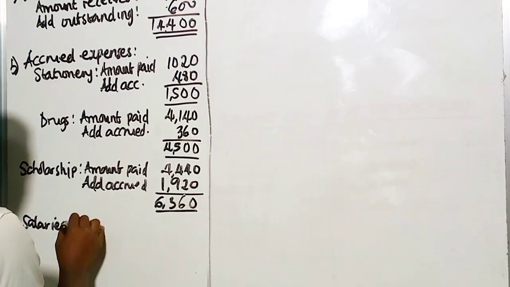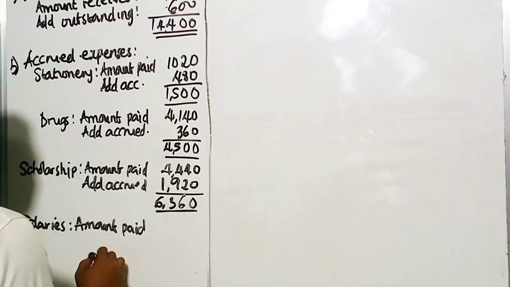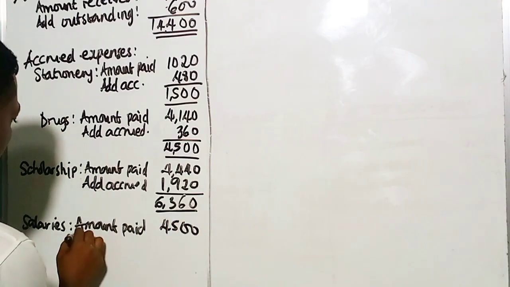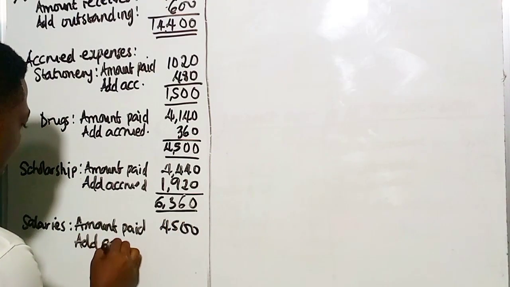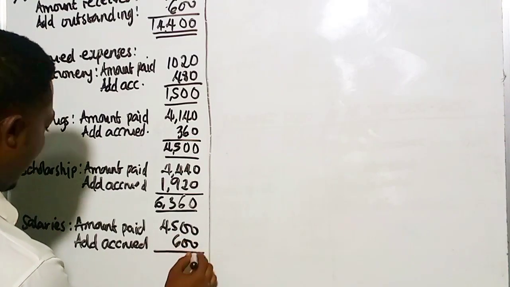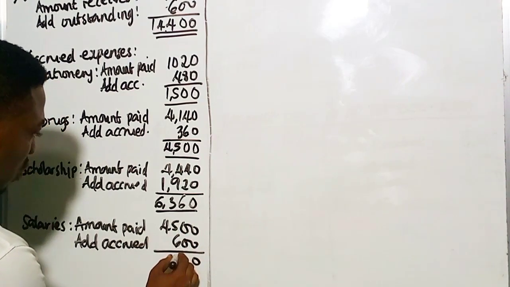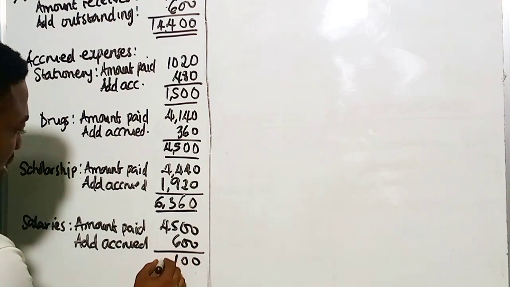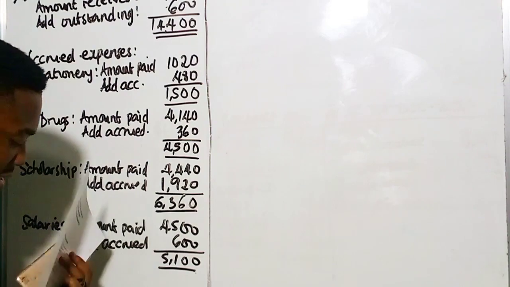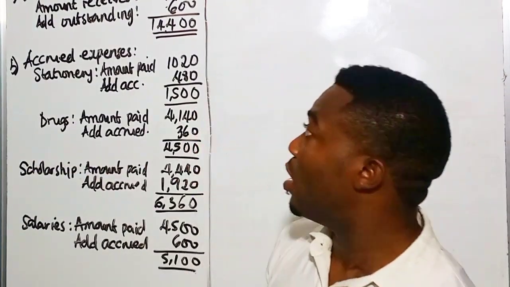The last one there is the salaries. The salaries will have amount paid. The amount paid in the salaries in the receipt and payment is 45. Therefore, now add accrued, which is 600. 45 plus 600 is 0, 0, this is 11. We have 1, and this is 5, 1. Okay, so that is the adjustment for the question.